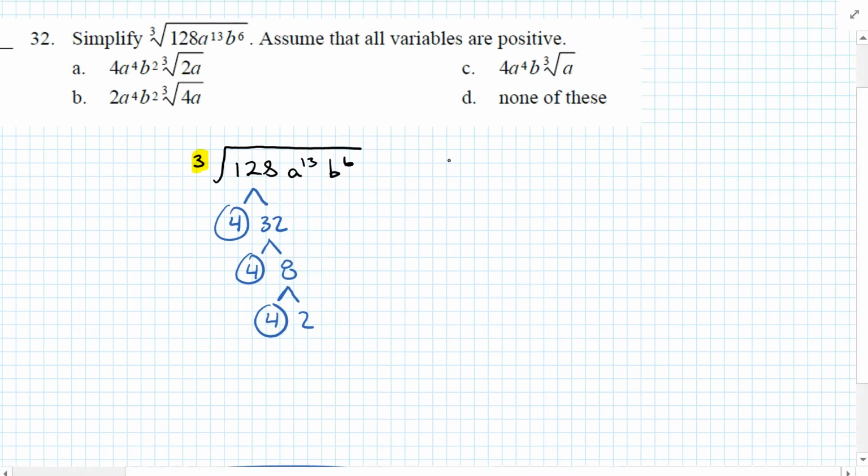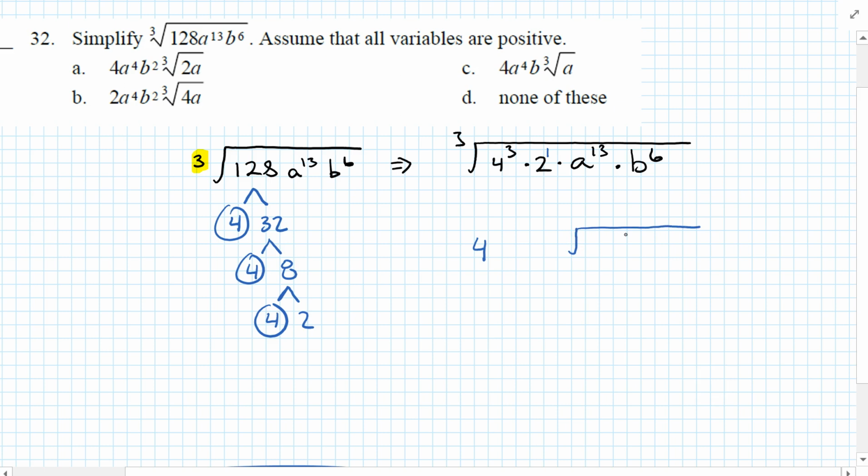So let's rewrite this just so you can kind of see it. I've got the cube root of 4 cubed times 2 times a to the 13th times b to the 6th. Remember I told you to escape from the radical, you have to be divided by the index. My exponent divided by the index. So how many times is 3 going into 3? 1 time. So 1 4 escapes and no remainders. How many times does 3 go into 1? None. So a 2 stays.